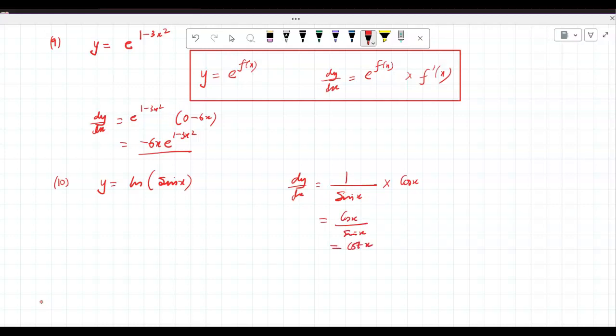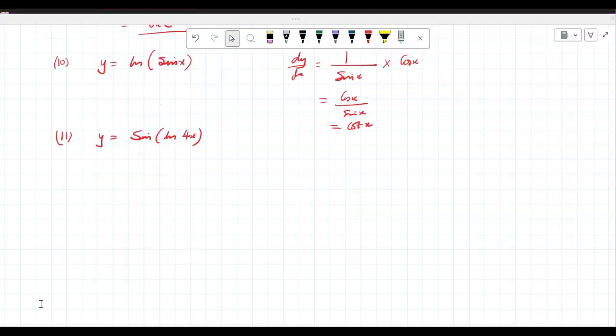Suppose you had cos of ln 4x. For the derivative, you start from outer to inner. Derivative of cos, you ignore the inner one and leave it as it is. Now you deal with ln, so 1 over 4x. Then after that you deal with 4x.